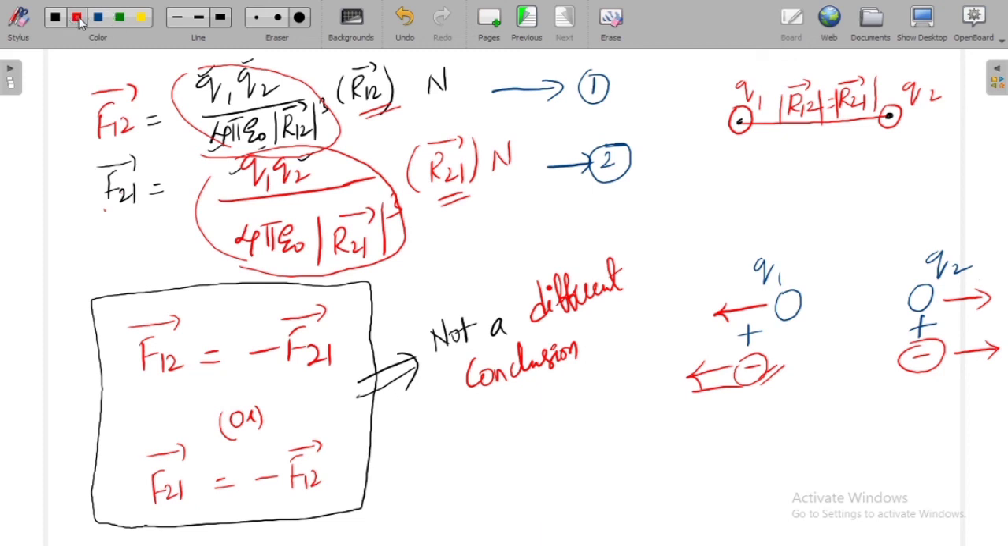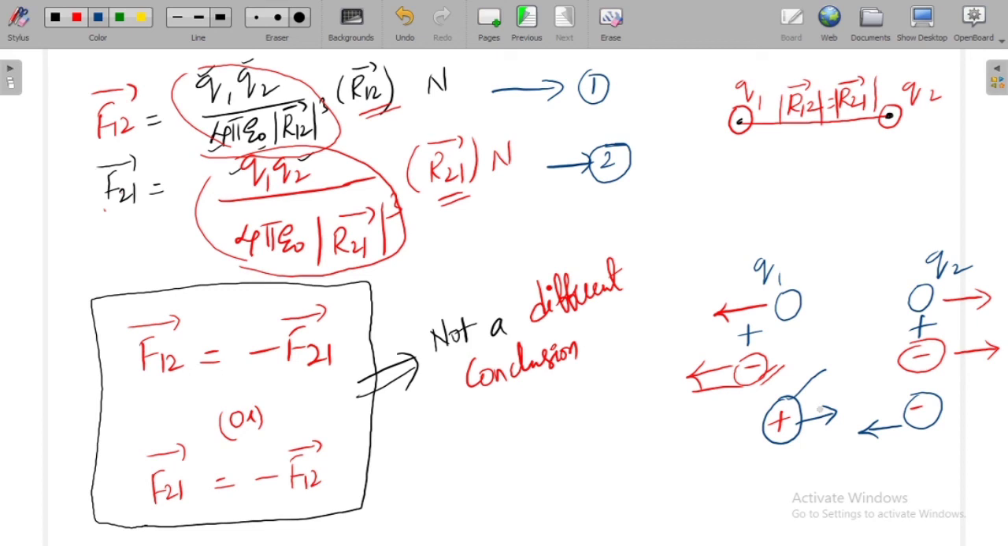Let us see the third case. What is the third case? One is positive and another one is negative. In this case also, one charge will move in this direction and another charge will move in this direction. So the force on q1 due to q2 is in this direction, from left to right. The force on q2 due to q1 is in this direction, from right to left. Here also the forces are of equal magnitude but opposite in direction.